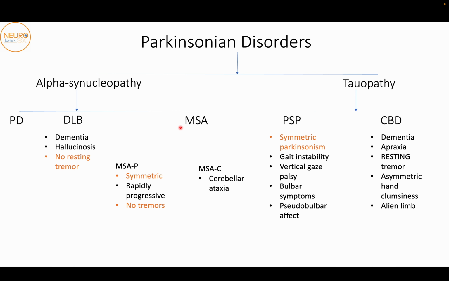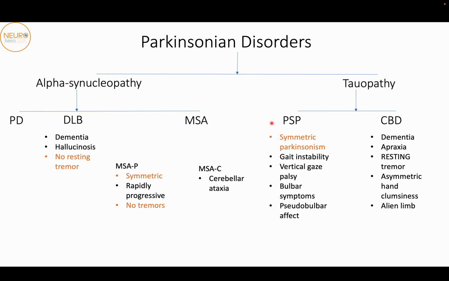Multiple system atrophy, on the other hand, has 2 different types. There's a Parkinsonism type and a cerebellar type. The cerebellar type characteristically has cerebellar ataxia, and so it's quite easy to differentiate from PD. The Parkinsonism type, on the other hand, is symmetric, and as we saw, PD is quite characteristically asymmetric. So that is one way to differentiate MSA-P from PD. Apart from that, there are usually no tremors in multiple system atrophy, the Parkinsonian type.